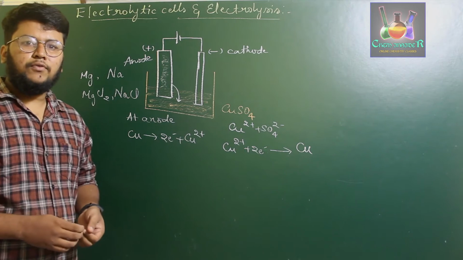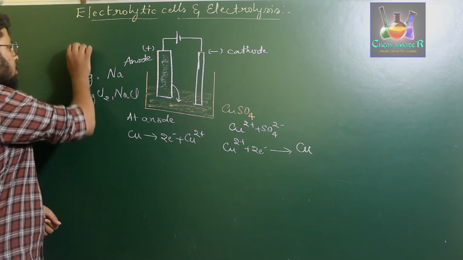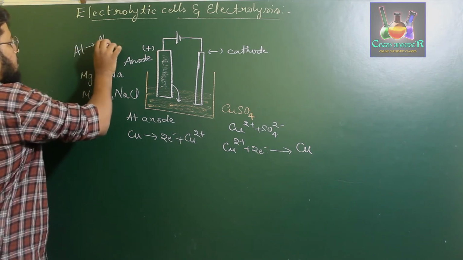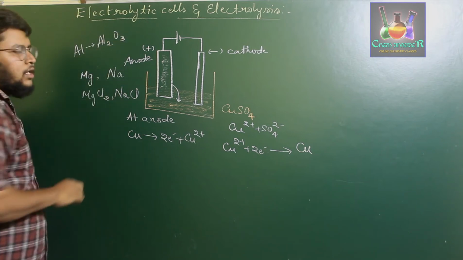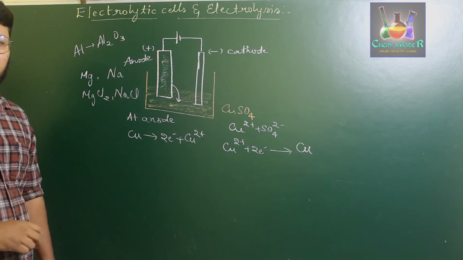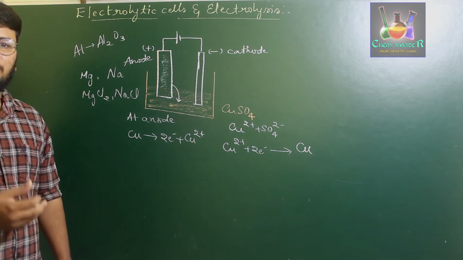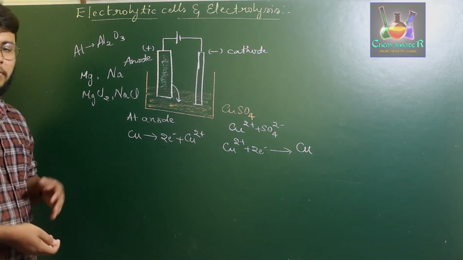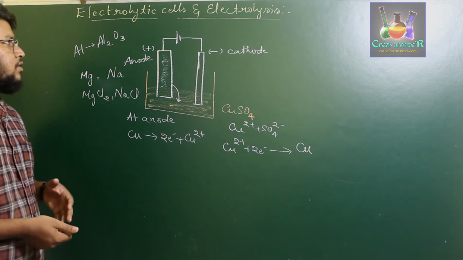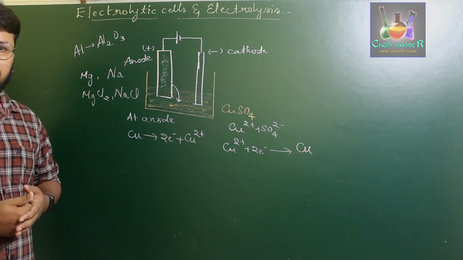Whereas for aluminium, aluminium is taken in the form of its oxide, Al2O3, in the form of cryolite, to extract the pure aluminium metal from the bauxite ore. Okay, so this is how we use this particular process of electrolysis.